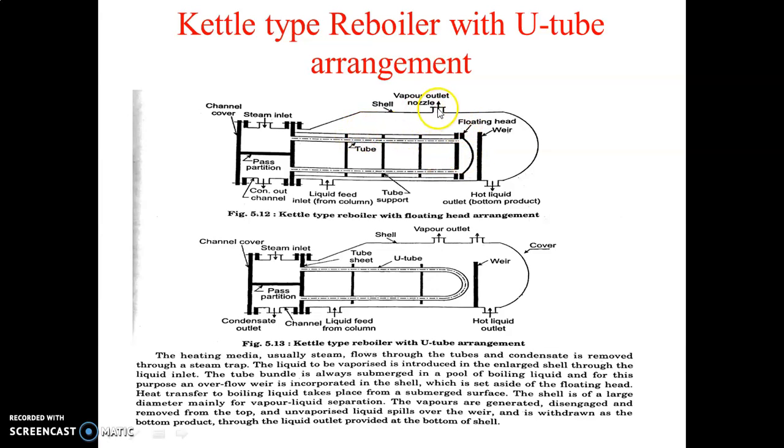The shell is provided with a liquid inlet, then a hot liquid outlet, and then a vapor outlet. So the shell has three nozzles. One is for liquid feed, another is for hot liquid outlet, where the bottom product can be taken, and the vapor produced in this heat exchanger is taken out or fed again to the distillation column from here.